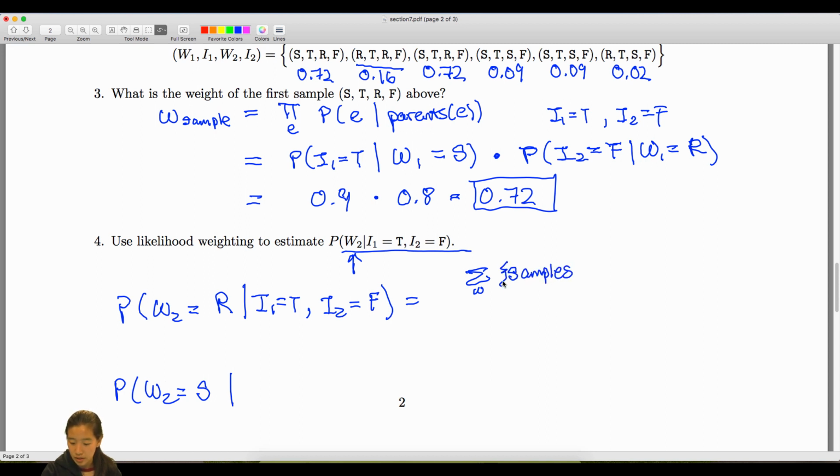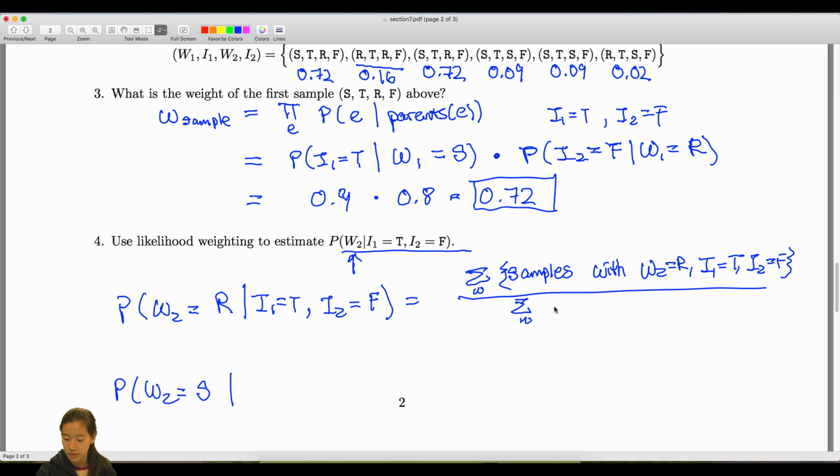samples with W2 equals R, I1 equals true, I2 equals false. I'm going to divide by the total number of weights. Looking at the samples that we have over there, the ones that contain this distribution are this one, this one, and then lastly this one. So we're going to sum over 0.72 plus 0.16 plus 0.72 divided by the total number.